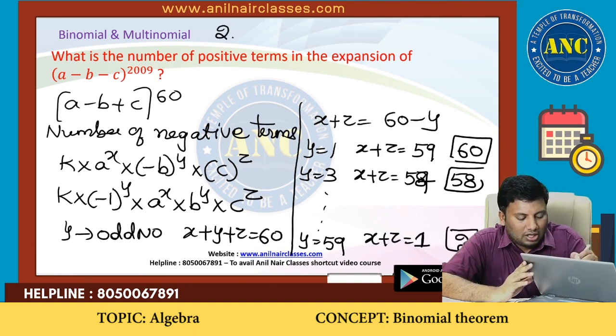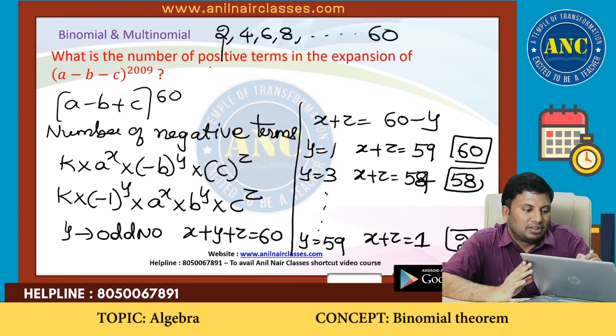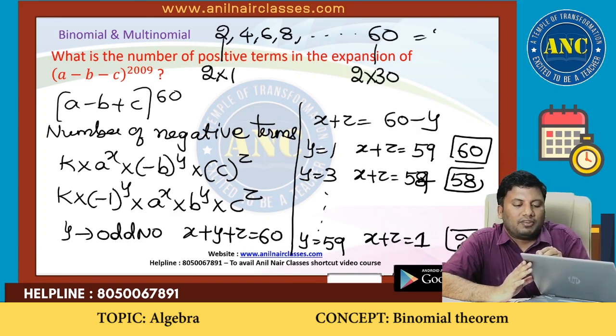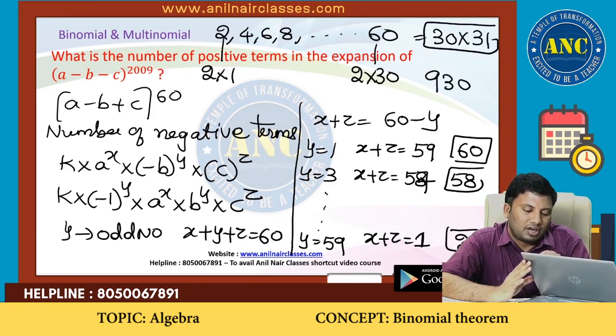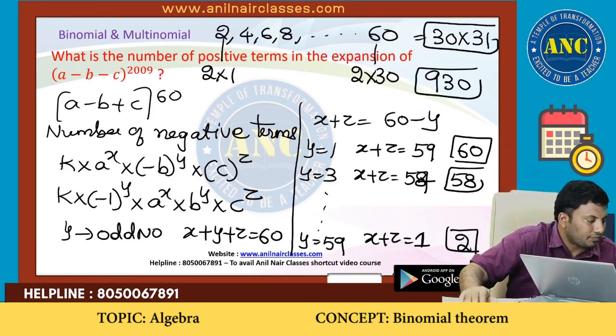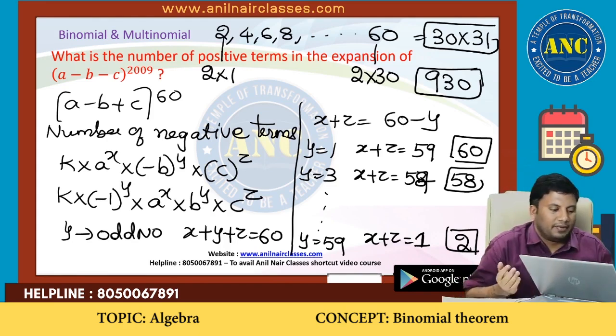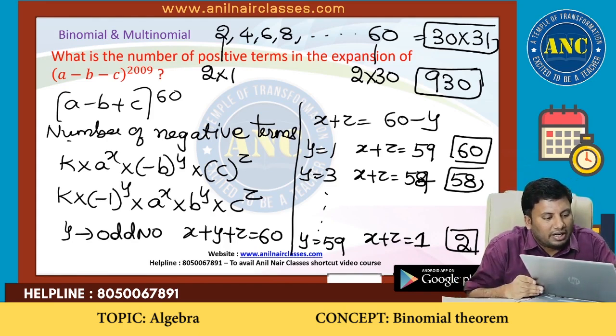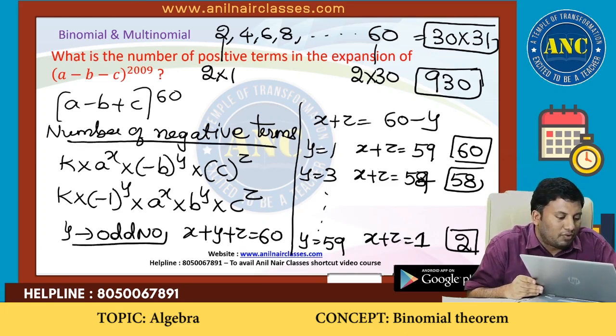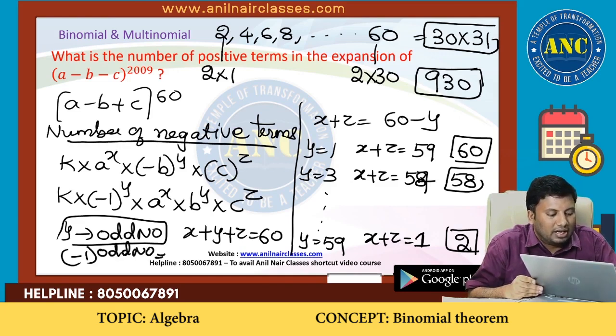So the values are 2, 4, 6, 8, and so on up to 60. These are nothing but 2 times the numbers 1 to 30. The sum of n consecutive even numbers is n into n plus 1. The answer is 30 into 31, which is 930. Because for it to become a negative term, only odd y will give you negative. Minus 1 power an odd number can only give negative.